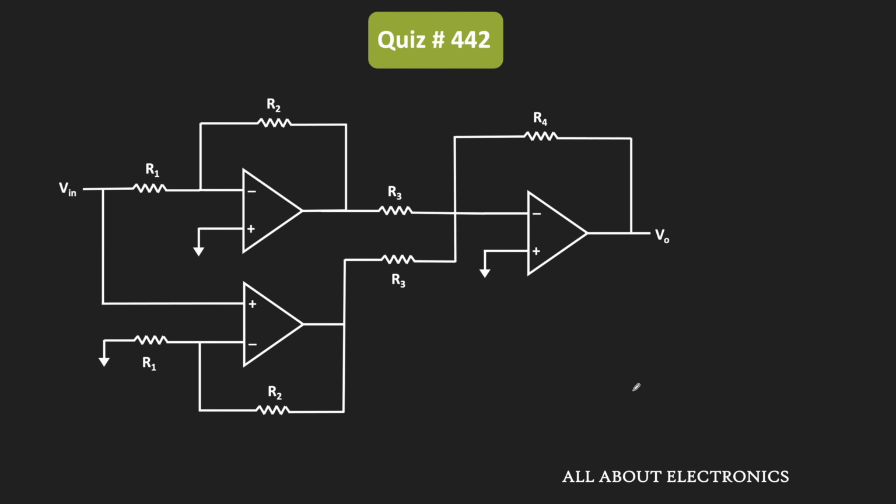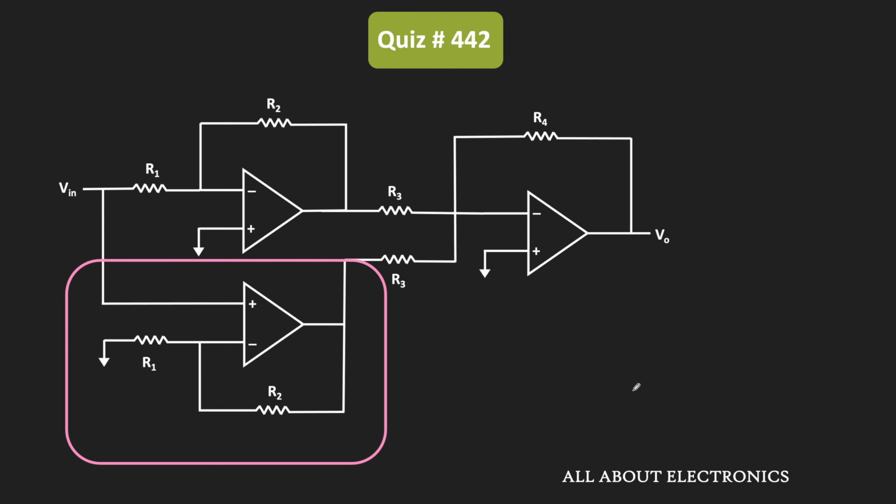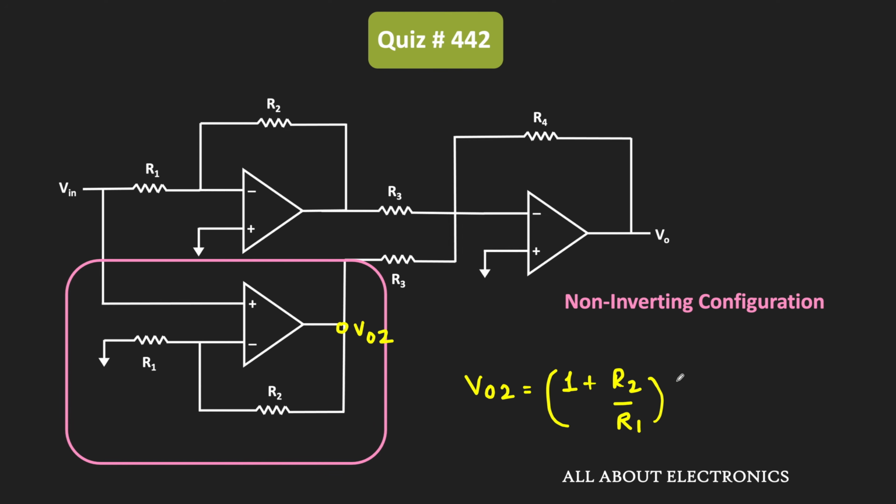Similarly, if you see the second op-amp, then it is configured in the non-inverting configuration. So the same input Vin is connected to the non-inverting terminal. Let's say the output of the second op-amp is equal to VO2. That means here this VO2 will be equal to 1 plus this R2 divided by this R1 times Vin. So in this way, we got this output voltage VO1 and the VO2.